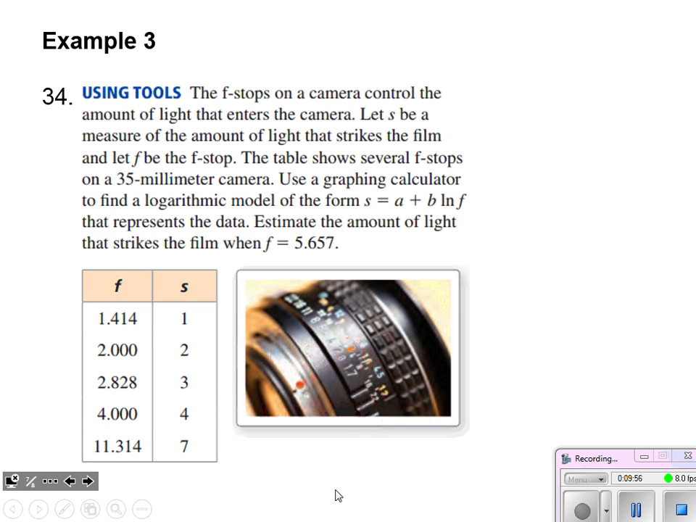All right, and our last example, believe it or not, here we've got the f-stops on a camera, which control how much light enters the camera. Let S be the measure of the amount of light that strikes the film, and F be the measure on the f-stop. We've got a table here that shows several f-stops, and then the S value that goes with them. And we want to find a logarithmic model, so S equals A plus B natural log of F. Okay, so I know that F is the input into the logarithm, and S is going to be the output of the entire function.